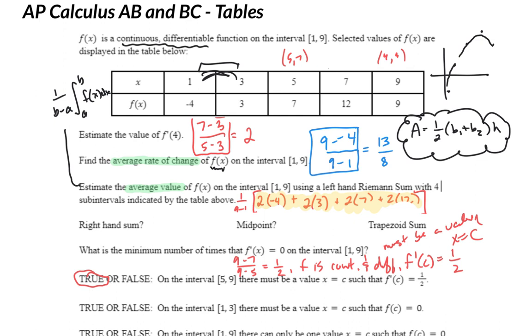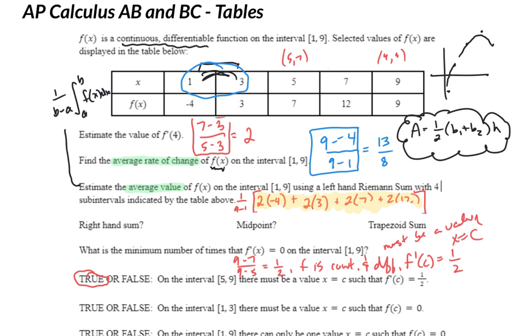Next, on the interval from 1 to 3, so now we're talking about this interval right down here, there must be a value x equals c, so again, another x, such that the value of the function is 0. Well, you'll notice that this function went from -4 to 3. It's continuous, so it had to have crossed 0. This is going to be true.